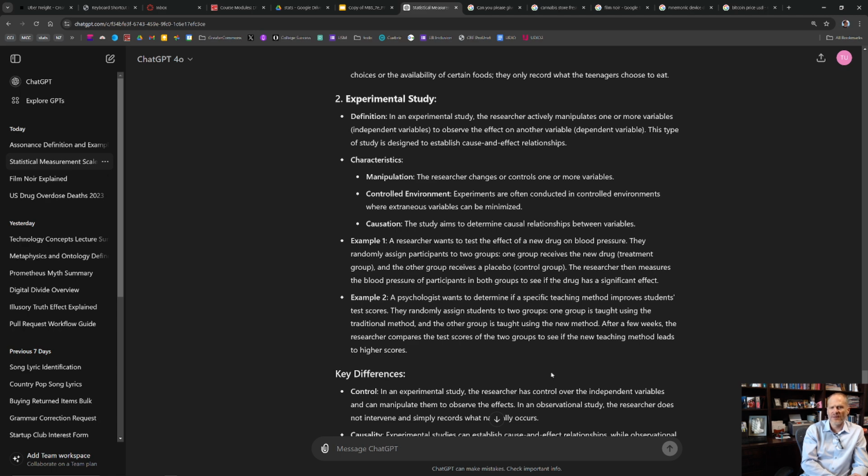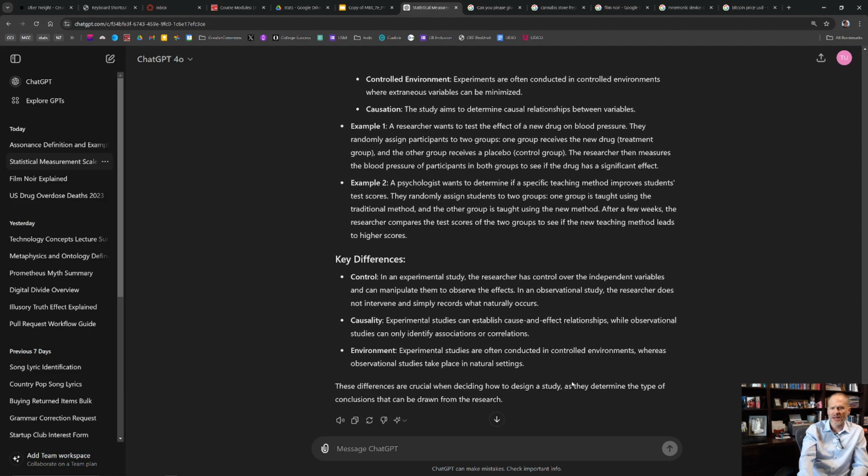Characteristics: manipulation. The researcher changes or controls one or more variables. Controlled environment: experiments are often conducted in controlled environments where extraneous variables can be minimized. Causation: the study aims to determine the causal relationships between variables. Example 1: A researcher wants to test the effect of a new drug on blood pressure. They randomly assign participants to two groups. One group receives the new drug, the treatment group. Another group receives a placebo, the control group. The researcher then measures the blood pressure of participants in both groups to see if the drug has a significant effect.